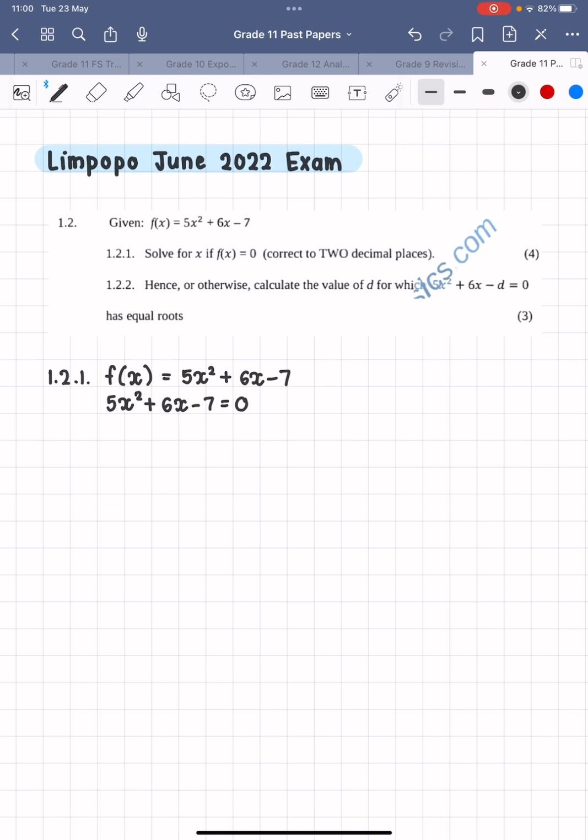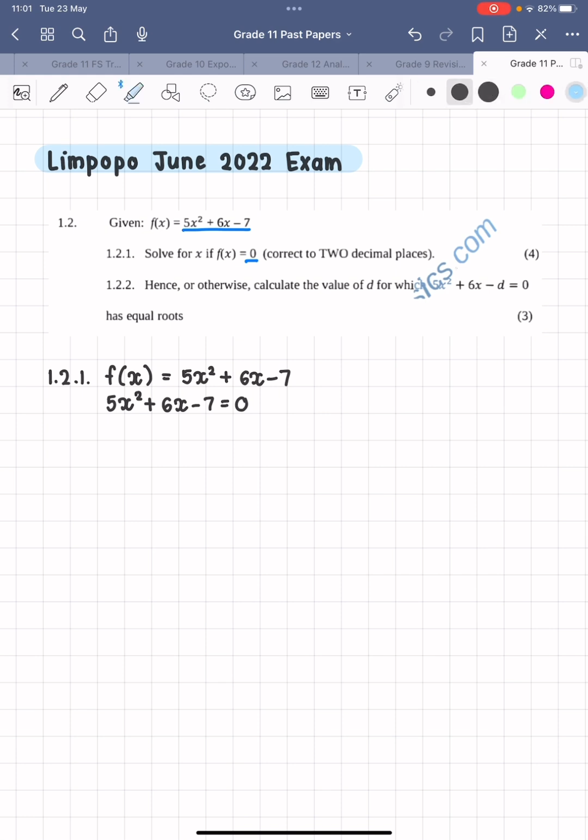So for 1.2 they have given us the equation of f of x. It's 5x squared plus 6x minus 7, and now they are saying for the first question we need to solve for x if f of x is 0. So basically if this whole expression is equal to 0, which is what I've written down, they want us to solve for x.